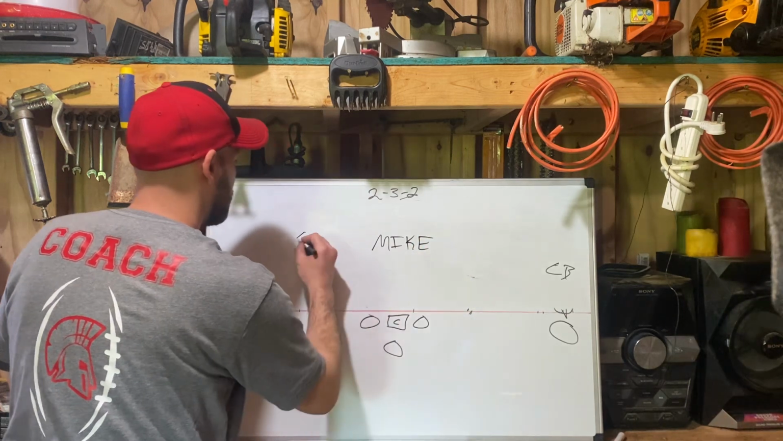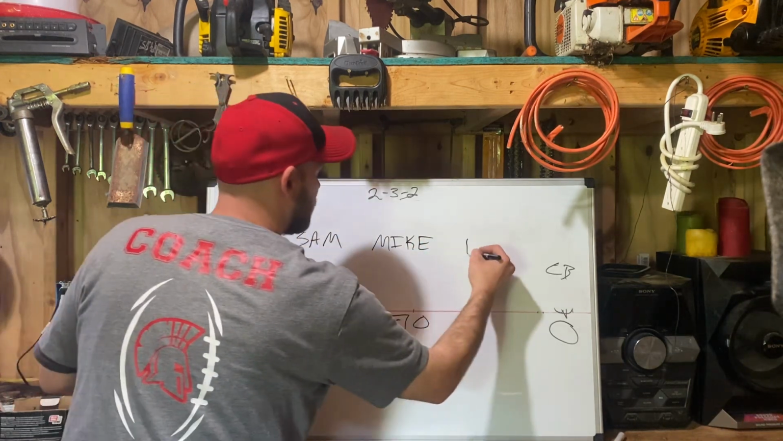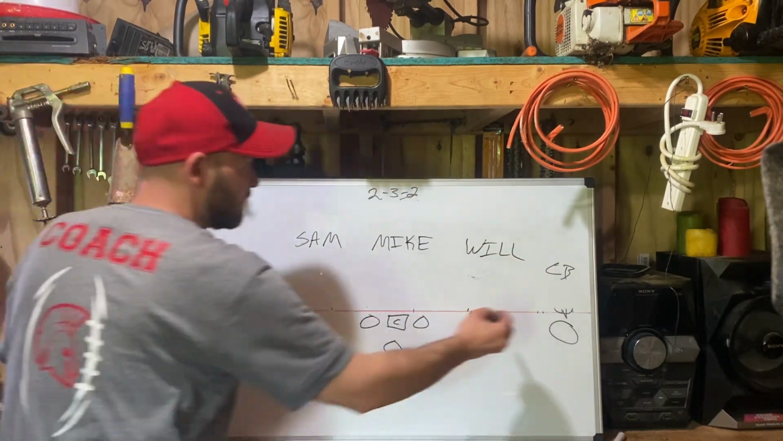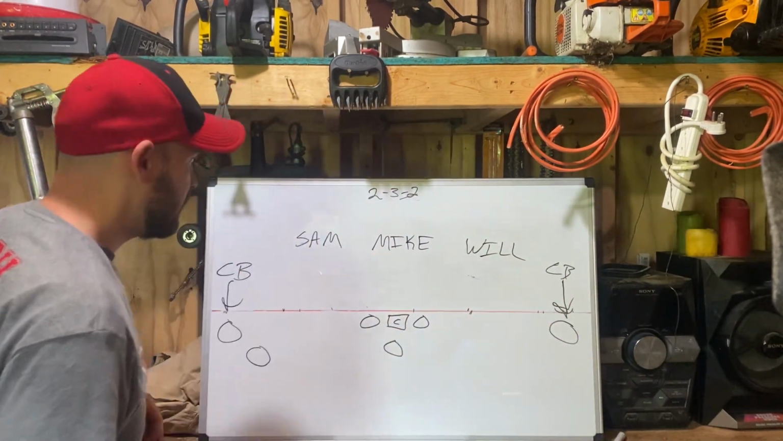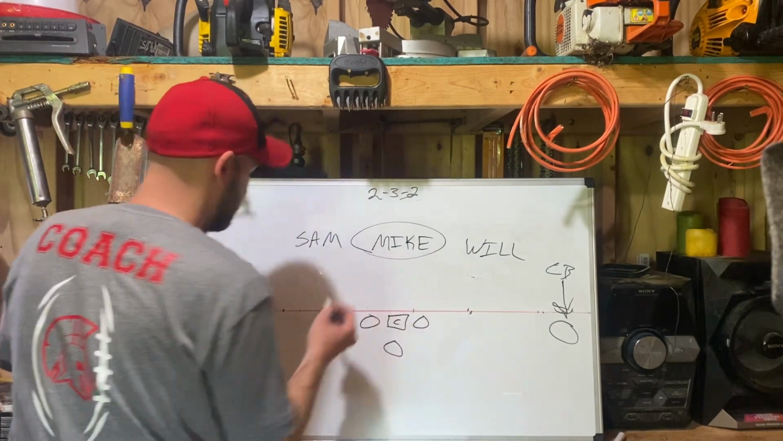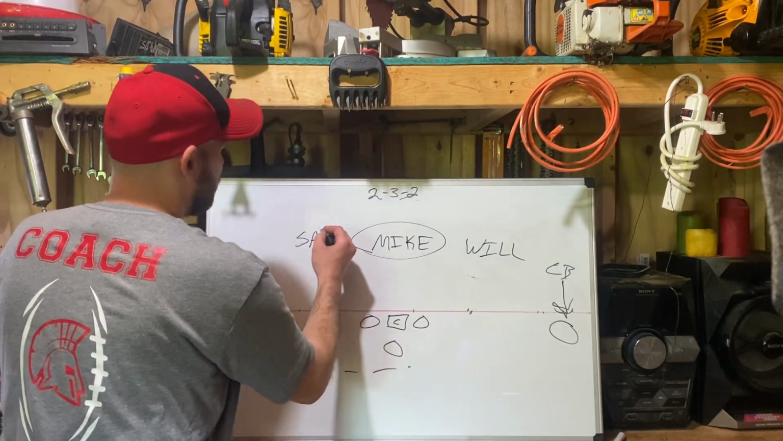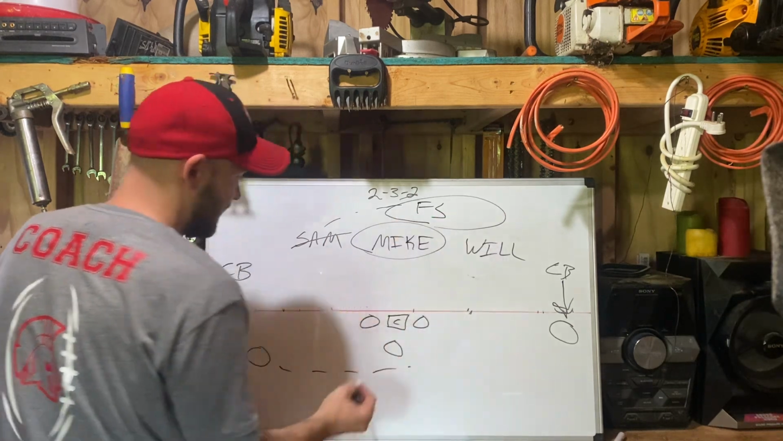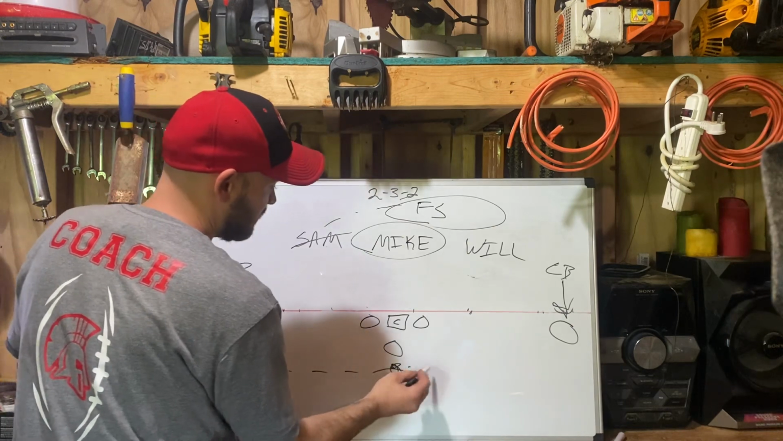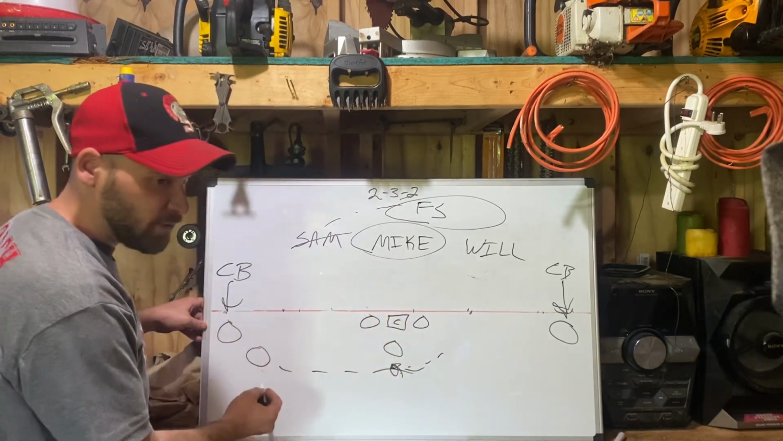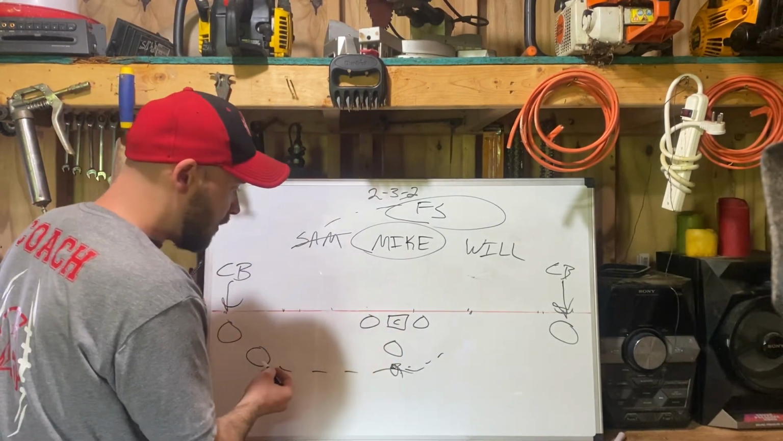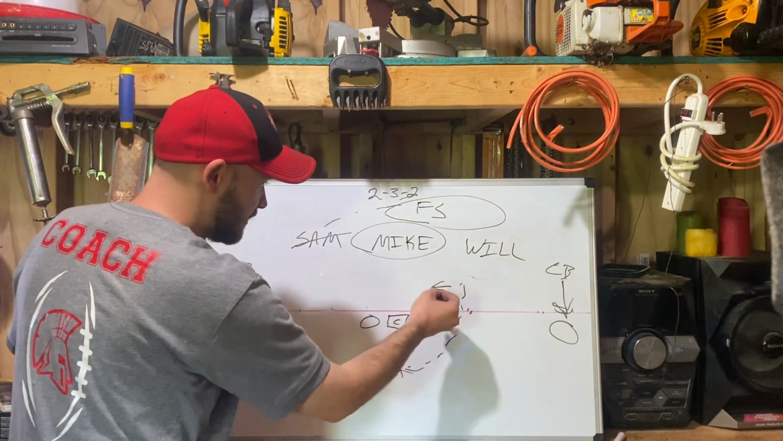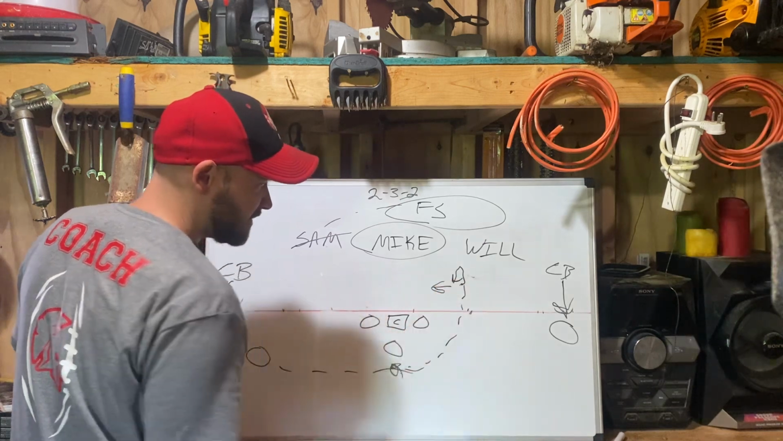Mike, Sam, Will. Now, same thing. Cornerbacks are on the wide receivers. Mike's in zone. Here comes the motion. Sam, drop back, free safety, in zone. We get a fake here. So now he's still an eligible receiver. Even though we had the fake, he could still go out and run a little in and receive there, or he could run a hitch and receive there.